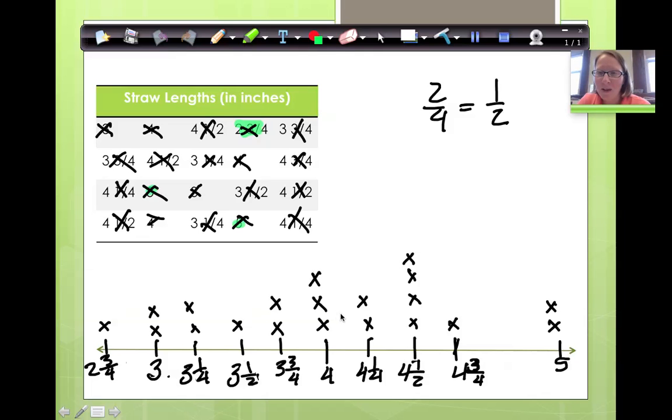I think line plots are fun because they're quick to make and they show a graph real quick. All right, this is what you're going to do with your homework today. I'll see you soon.